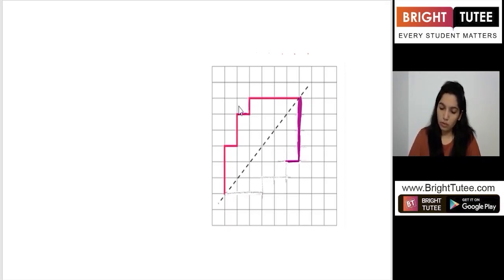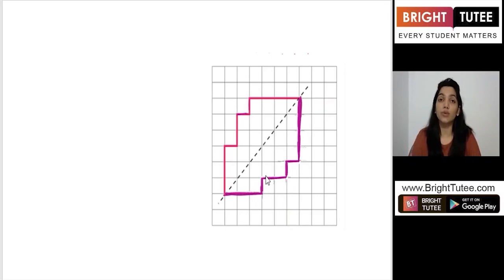Then we need to go 1 block away again. So away we go 1 block. Then we need to come 2 blocks towards the line. So 2 blocks towards the line. Then we need to go 1 block away. And then we need to come 3 blocks towards the line. So this is the correct image with all the complete blocks.